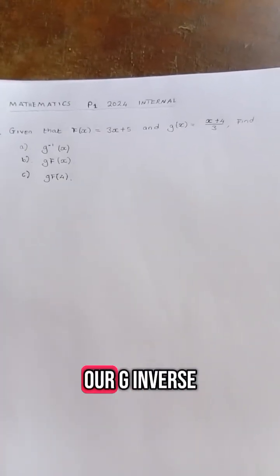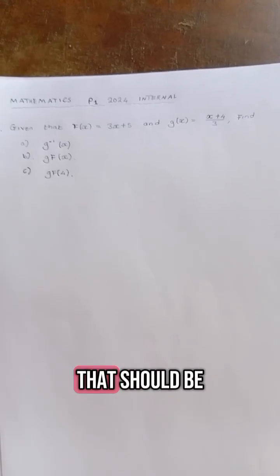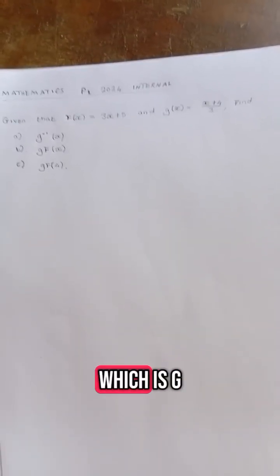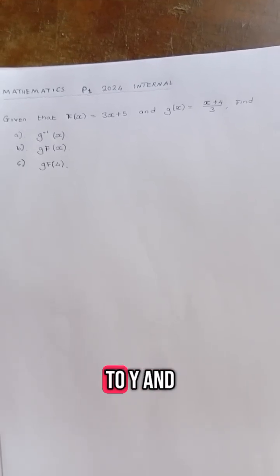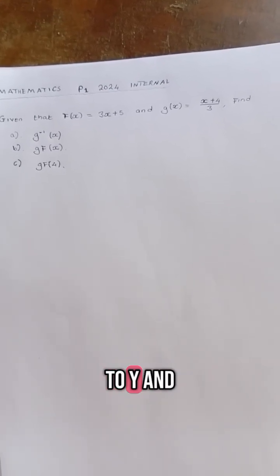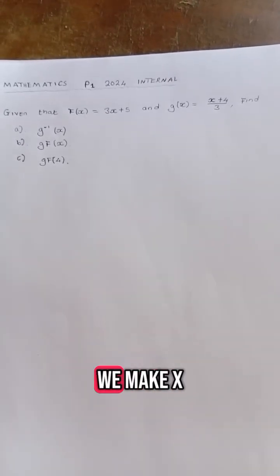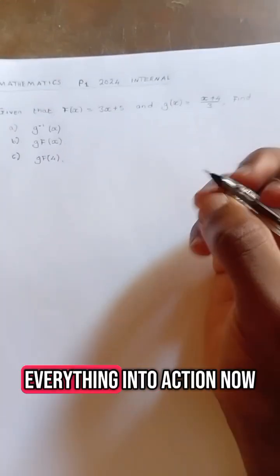So to find our g inverse of x, our first thing that should be in our head is to make that function, which is g of x, we let it equal to y, and we simplify the function and we make x the subject of the formula. So let's put everything into action now.